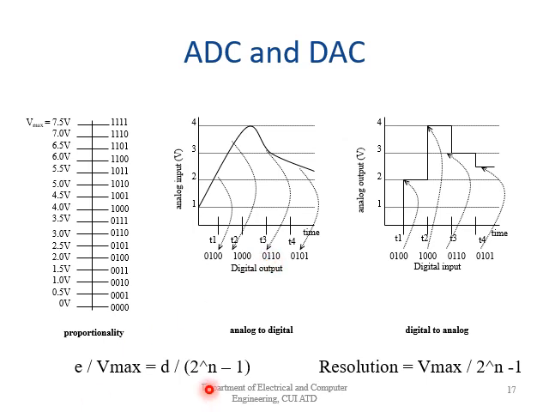So D is equal to 6. If we convert 6 to binary, it will become 0110. So it is the opposite. Here we have the analog output.